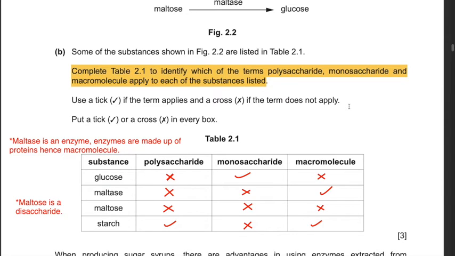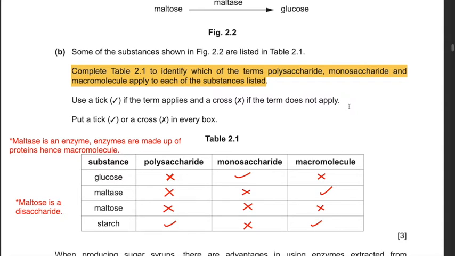Let's look at maltase. Maltase is an enzyme and all enzymes are made up of proteins and they have a tertiary structure. Therefore, maltase doesn't belong to polysaccharide or monosaccharide as it is not made up of sugar units but it is a protein. Hence, it should belong to macromolecule because enzymes are made up of proteins and since they have a tertiary structure, yes, they do form part of the macromolecule.